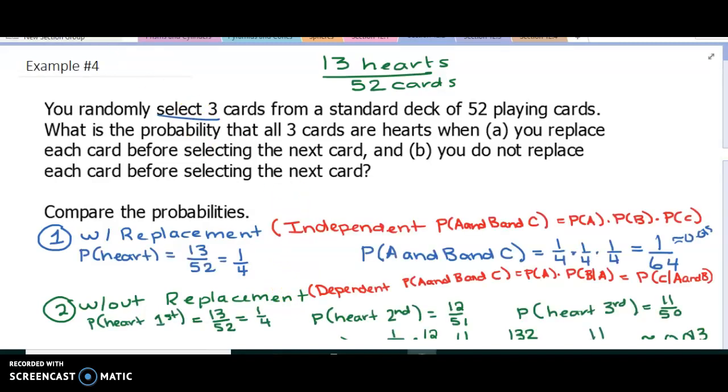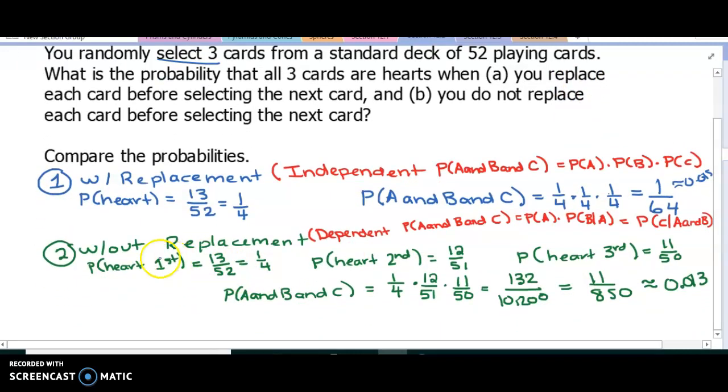All right, so on the first one, when we replace it, that is independent because we have the same probability the second time around as we did the first time around. The same probability the third as the second. So we're just going to take the probability of a heart, which is 1/4. That's going to be the probability of A, pulling a heart first. That's going to be the probability of pulling a heart second and pulling a heart third, because the draw in front of the other doesn't change it. So it's just 1/4 times 1/4 times 1/4, which is 1 over 64, which is about 0.015, or only 1.5%, which is not very good.